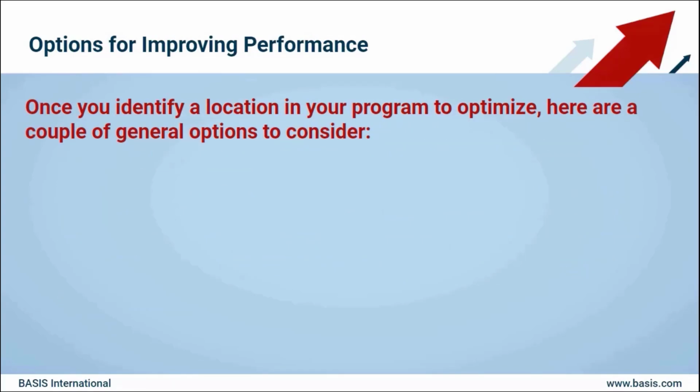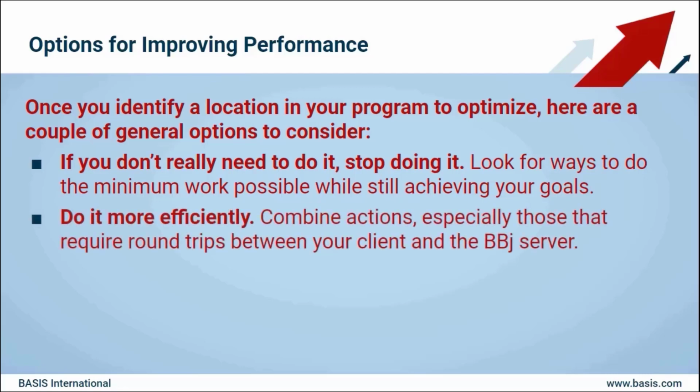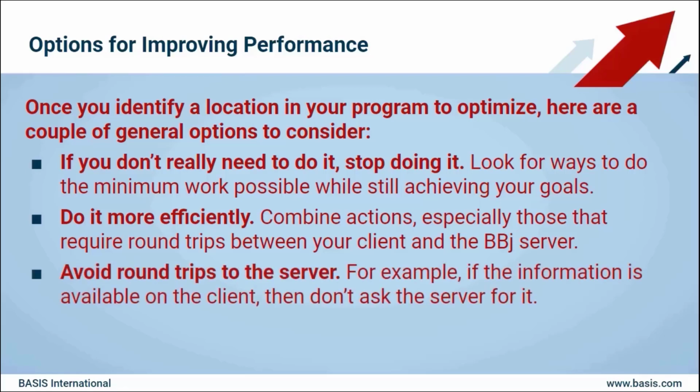Once you identify a location in your program to optimize, here are a couple of general options to consider. First, if you don't really need to do it, stop doing it. Look for ways to do the minimum work possible while still achieving your software goals. Second, do it more efficiently. Combine actions, especially those that require round trips between your client and the BBJ server. This is important because you want to avoid round trips to the server. For example, if the information is already available on the client, then don't ask the server for it again.